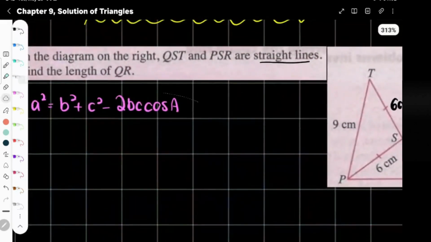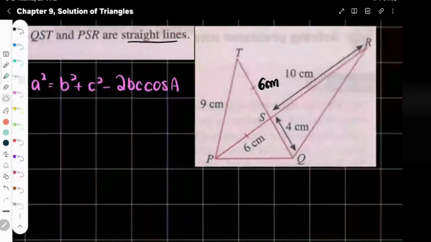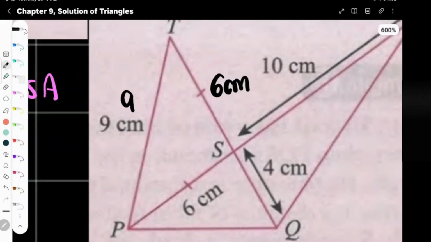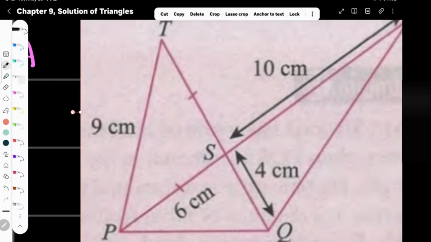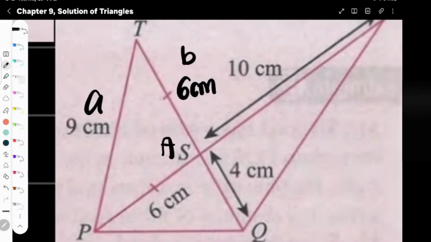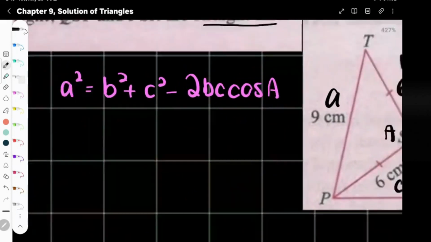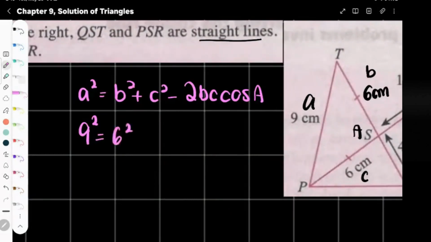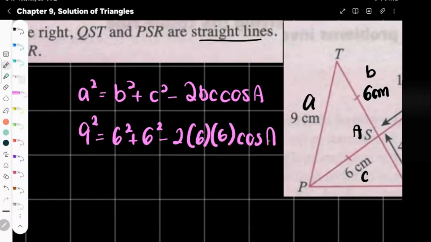So let me move this closer so that you can see clearly. Let's choose which one is A, which one is B. Let's choose this as capital A, this one as B, this one as C. So we can use this as 9 centimeter. 9 squared equals 6 squared plus 6 squared minus 2 times 6 times 6 cos A. We do not know what cos A is, so we can use that one.